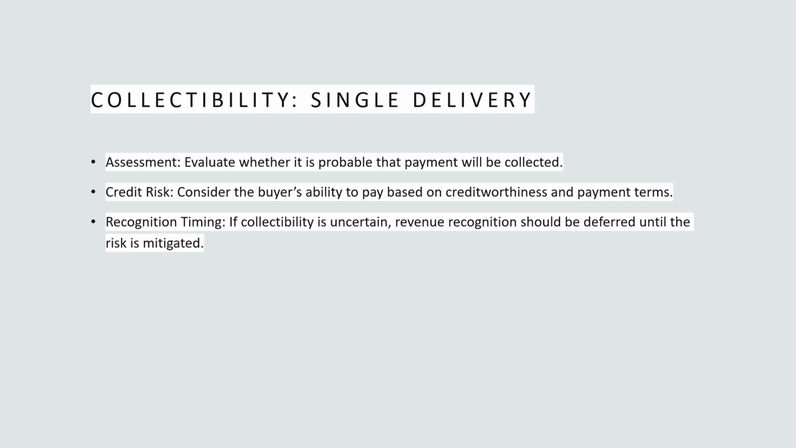Collectibility, single delivery. Assessment is whether it is probable that the payment will be collected. Collectibility refers to the likelihood that the seller will receive payment for the delivered goods. If there are uncertainties about the buyer's ability to pay, or if the payment terms are questionable, revenue should not be recognized until there is reasonable assurance that the payment will be collected.